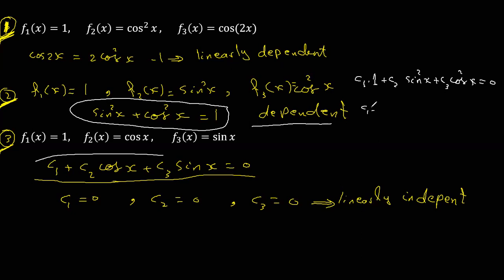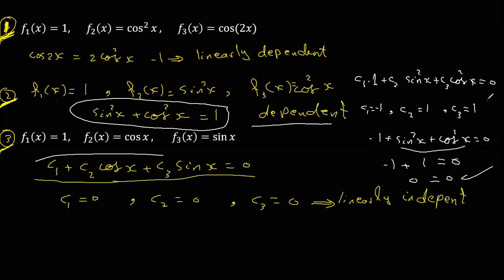Now, for me, I'm going to guess my C1 is -1 and my C2 is 1 and my C3 is 1. So I suggest those C's and let me check if my equation is satisfied or not. Now C1 is -1 times 1, so I have -1, plus C2 is 1, so it's sine squared, plus C3 is also 1, so it's cosine squared x, equals 0. Sine squared plus cosine squared is 1, plus -1 equals 0, 0 equals 0, satisfied. So I found specific C's not equal to 0, so the functions are dependent.